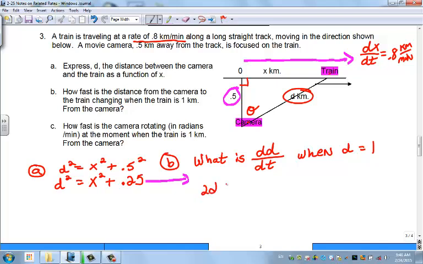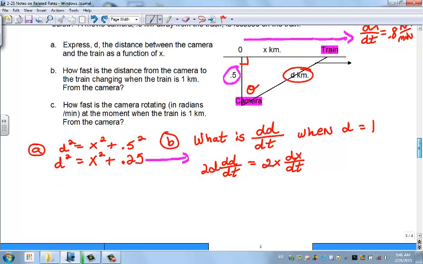2d dd/dt equals 2x dx/dt plus 0, right? Because the derivative of this 0.25 ends up being 0. So you've got 2d dd/dt equals 2x dx/dt, and now all we do is plug them in.